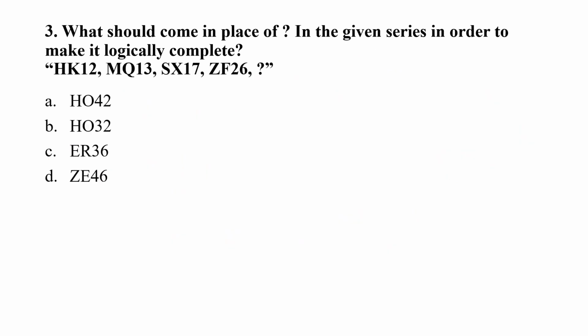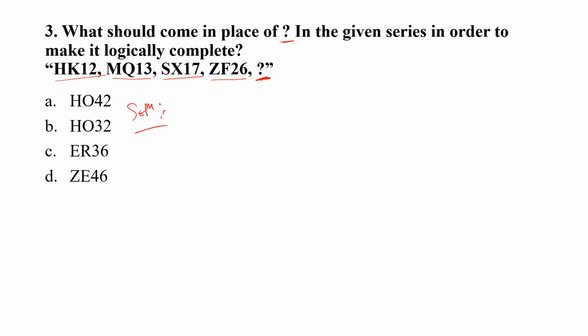Question number 3. What should come in place of the question mark? In the given series, in order to make it logically complete, the series given is HK 12, MQ 13, SX 17, ZF 26, and we have to find this. Options given are HO 42, HO 32, ER 36, ZE 46.